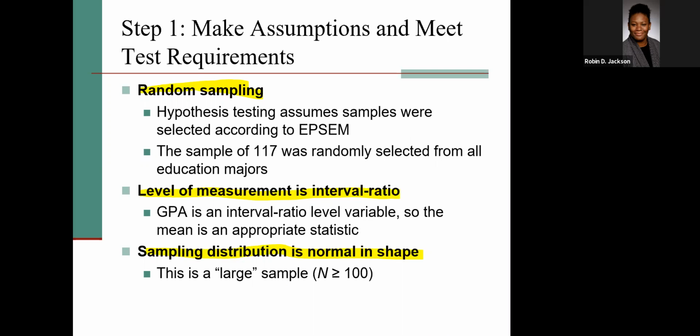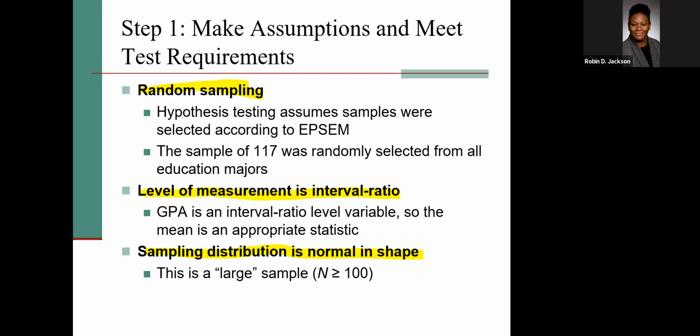In order for a sample to be representative, or to increase the probability that a sample will be representative, you do random sampling, or you use some type of random sampling technique. Remember, there were multiple random sampling techniques, but you basically do that. So here, we're told in the problem that the sample of 117 education majors was randomly selected, okay?